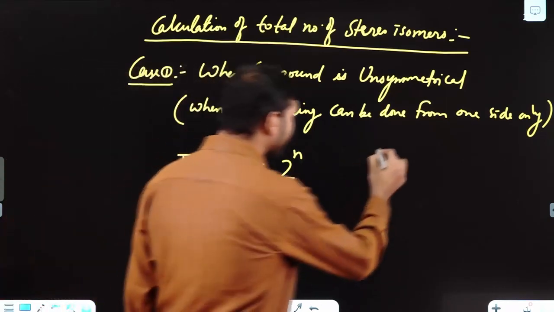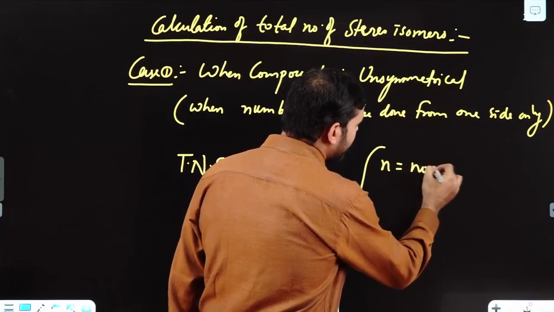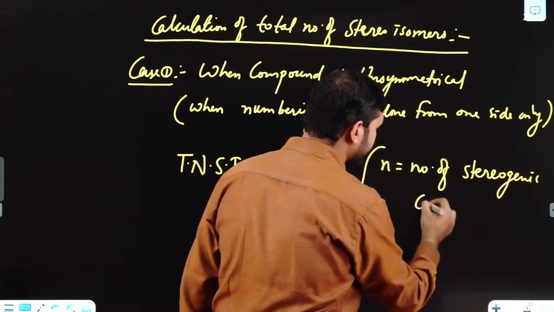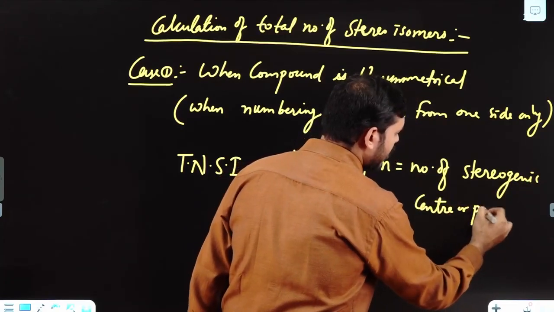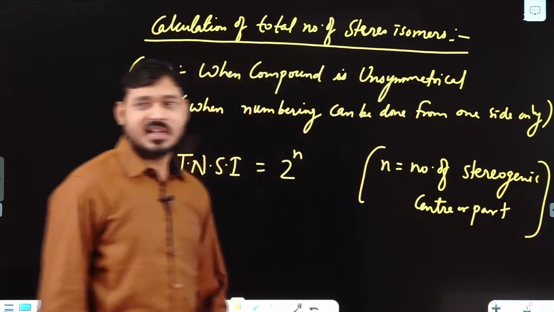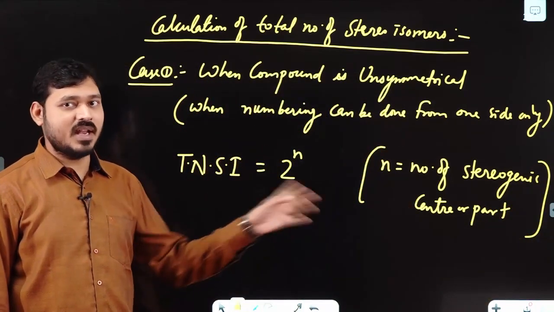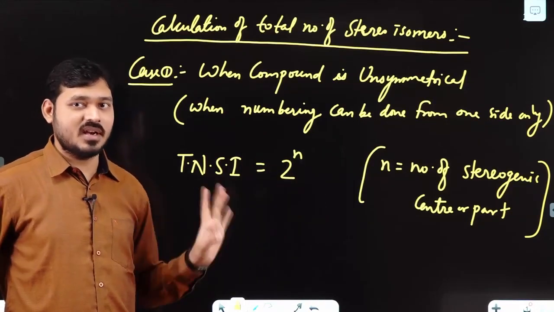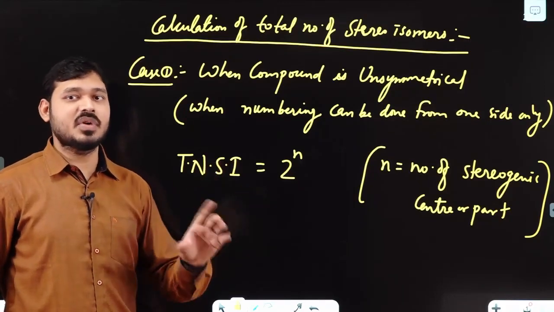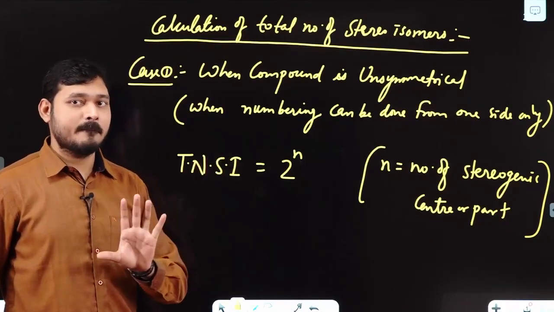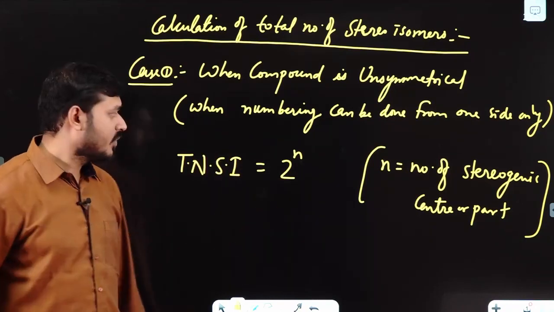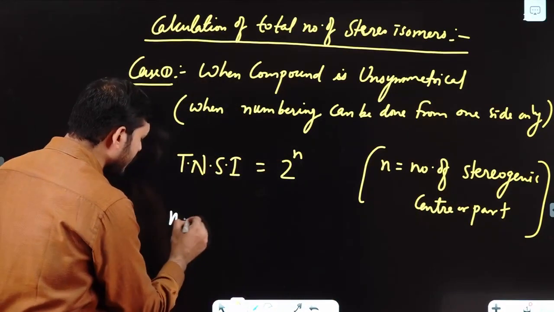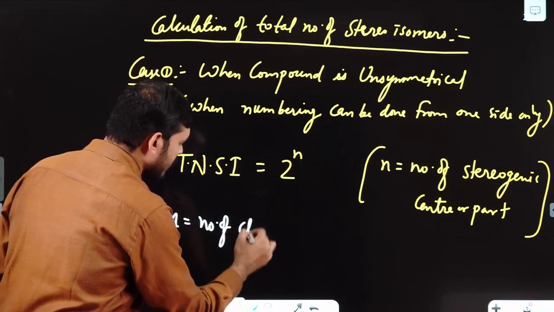Clear to you? In one word, n equals the number of stereogenic centers or parts. Clear? That's why I used earlier the term n, stereogenic part or stereogenic center. See, I am not using stereo center here, that is different. Okay, that is just to tell you what is a stereo center, stereogenic center. Clear?